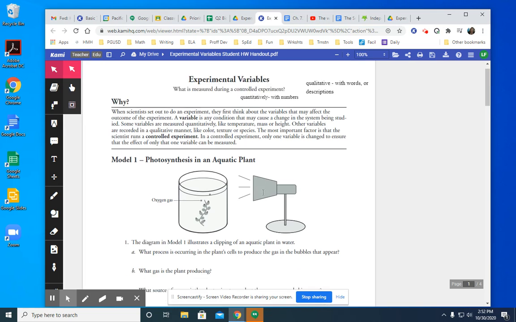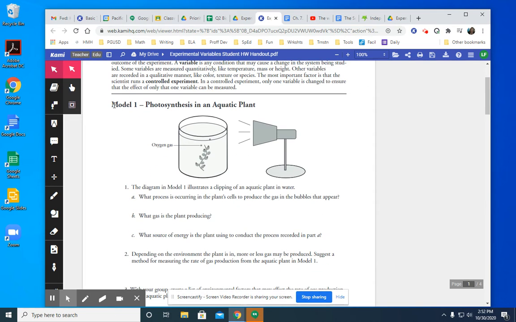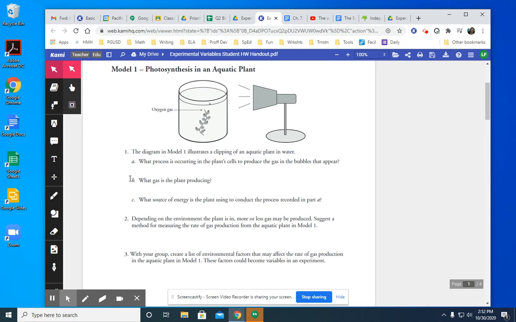This says Model 1, photosynthesis in an aquatic plant. Remember, aquatic means water, so a water plant like kelp. This is oxygen gas. That's the little bubble here. These little bubbles are oxygen gas, and this is a light. Number 1, the diagram in Model 1 illustrates a clipping of an aquatic plant in water.